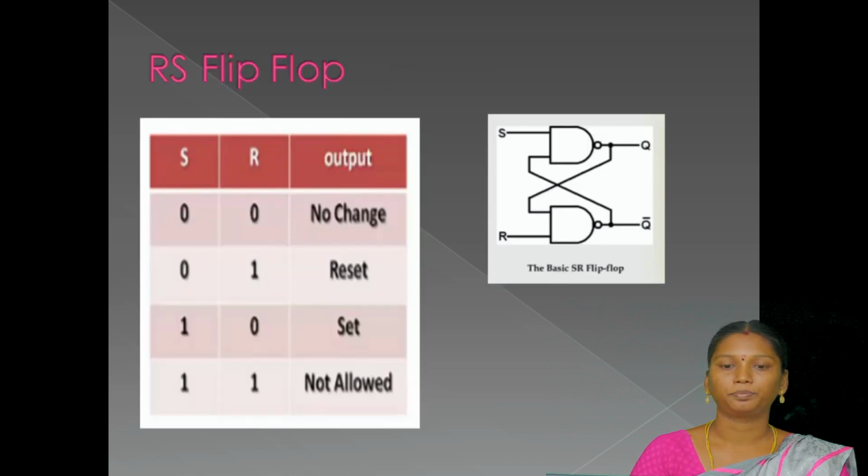RS flip-flop. Here I am giving the block diagram of the RS flip-flop and its truth table. There are two types of RS flip-flop: one is the basic RS flip-flop, another is the clocked RS flip-flop. In the basic RS flip-flop, there are two inputs, S and R, and the output is considered as Q. When S is equal to 0 and R is equal to 0, there is no change. It will be the previous state.